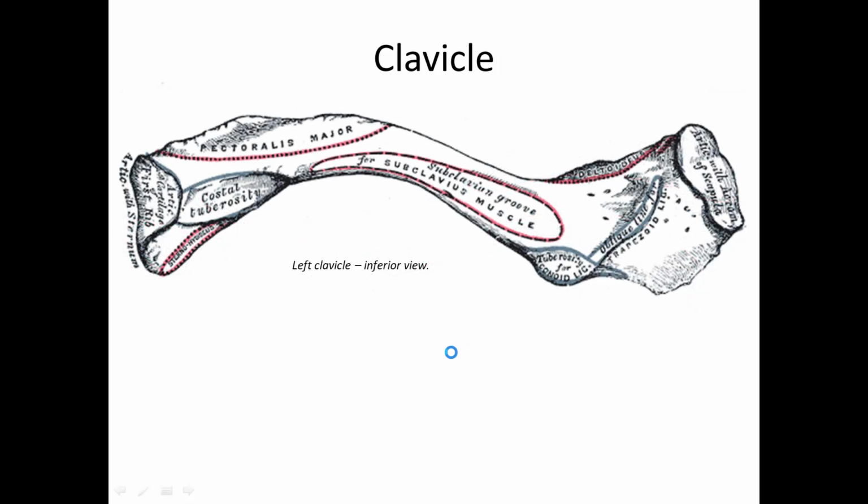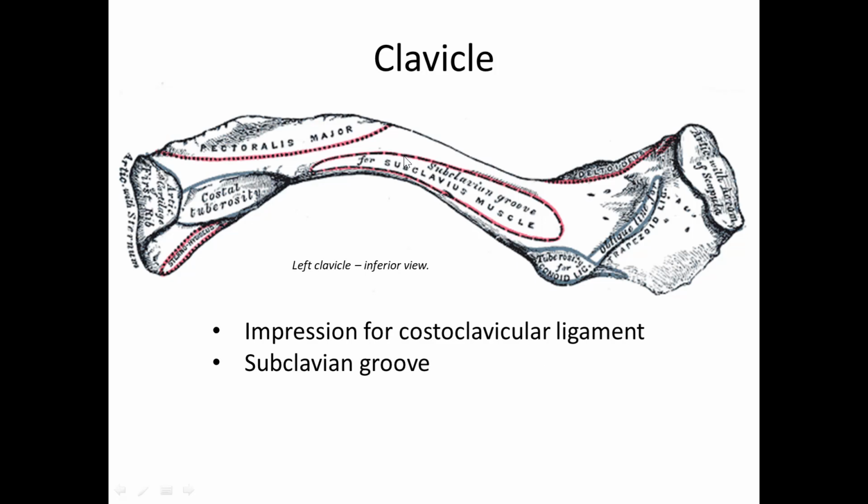Now we are going to analyze structures on the inferior surface. The first thing is the impression for costoclavicular ligament. It is simply the place of attachment of this ligament on the clavicle. And because it concerns the sternoclavicular joint, it will be located on sternal end of this bone. Next structure is this subclavian groove. This groove is for subclavian muscle. Here. This is the attachment for the muscle that is situated along the clavicle.